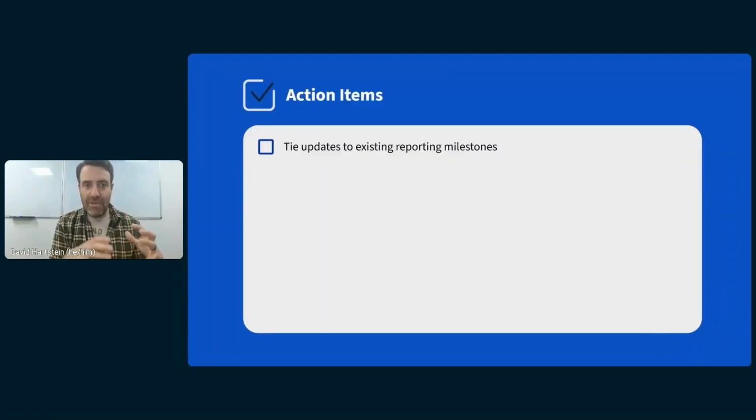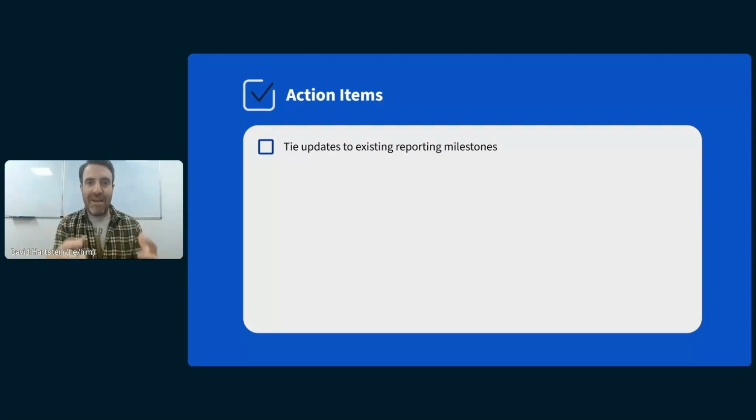So one way to do this is by tying your page updates to existing reporting milestones within your organization. You just don't have to add a ton more work to your plate here or overcomplicate this process. Maybe you're collecting stats and data in the spring and the fall on your programs. Then just put in some sort of reminder or work it into your workflow to update your impact page in April and October.